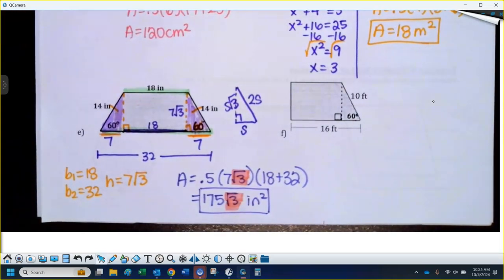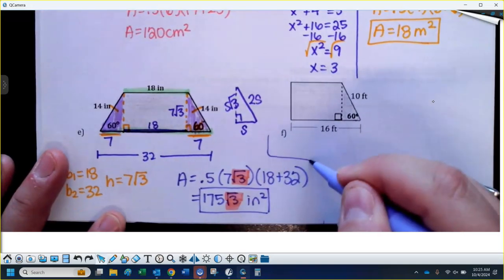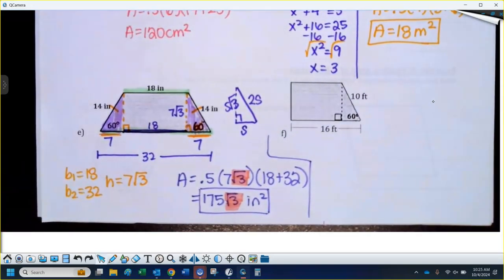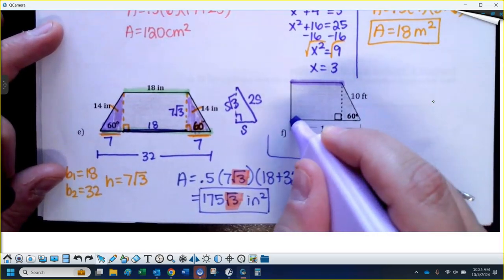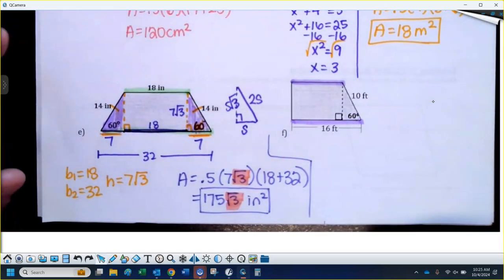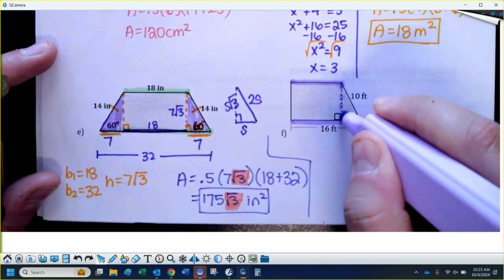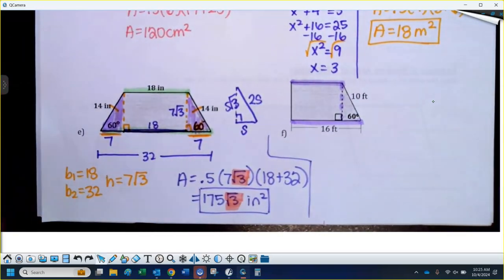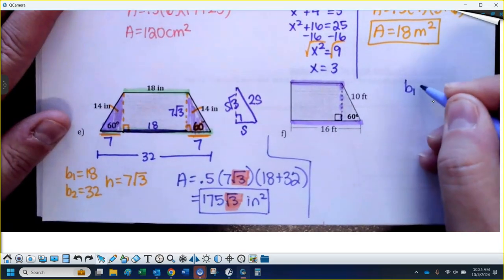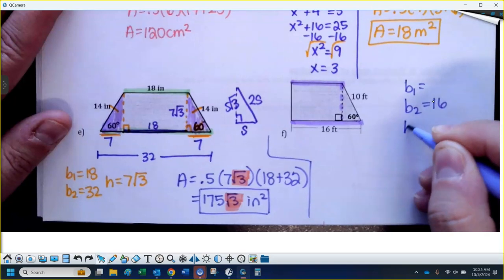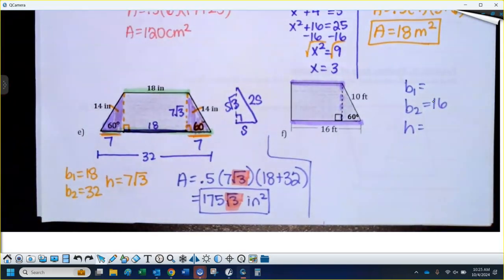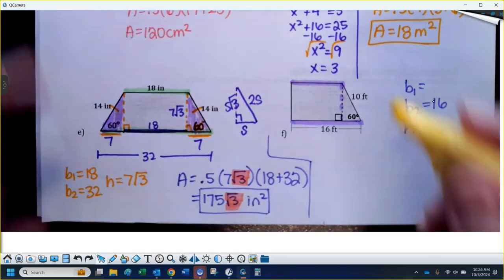Okay, now the problem next to this is going to also review 30, 60, 90, but it's a little tiny bit different information. This is not an isosceles trapezoid. So I don't have this base labeled, but I do have the base across the bottom labeled, and I'm also missing the height. So we're missing 2 things here. So base 1 across the top, I don't know. Base 2 across the bottom is 16, and then the height, I don't know. So I'm missing 2 things here. But we have a little 30, 60, 90.